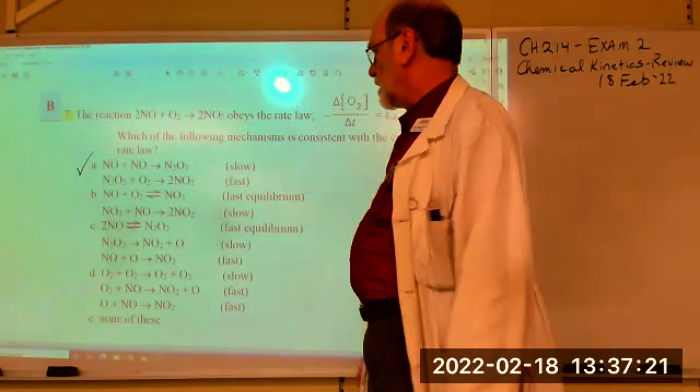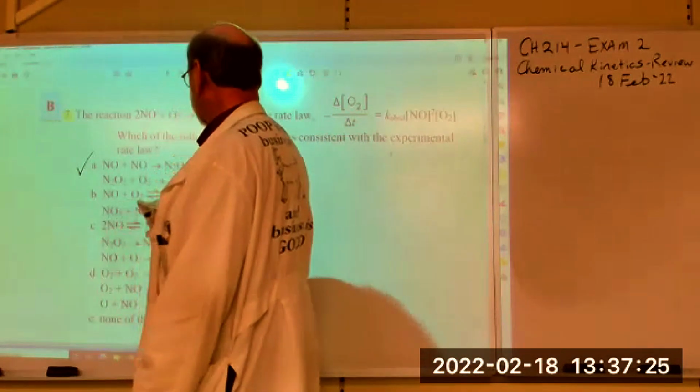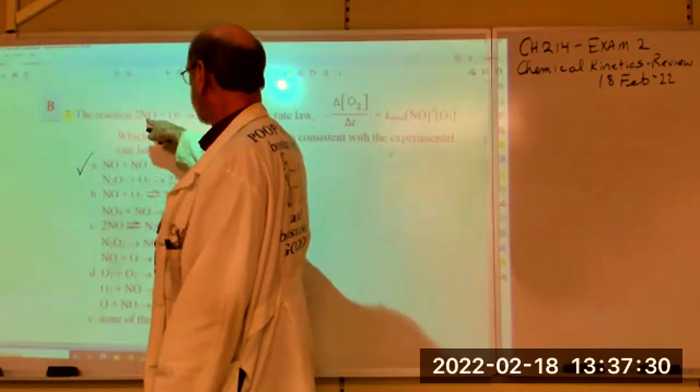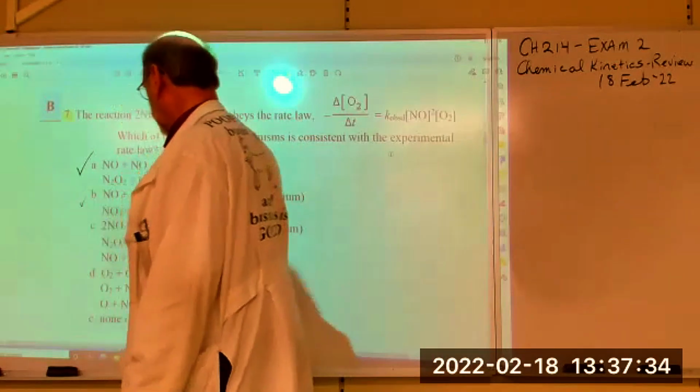Add up the elementaries. How about this one? There's one NO and one O2. It makes an intermediate, and then the intermediate adds to the second NO and makes 2 NO2s. That one matches.